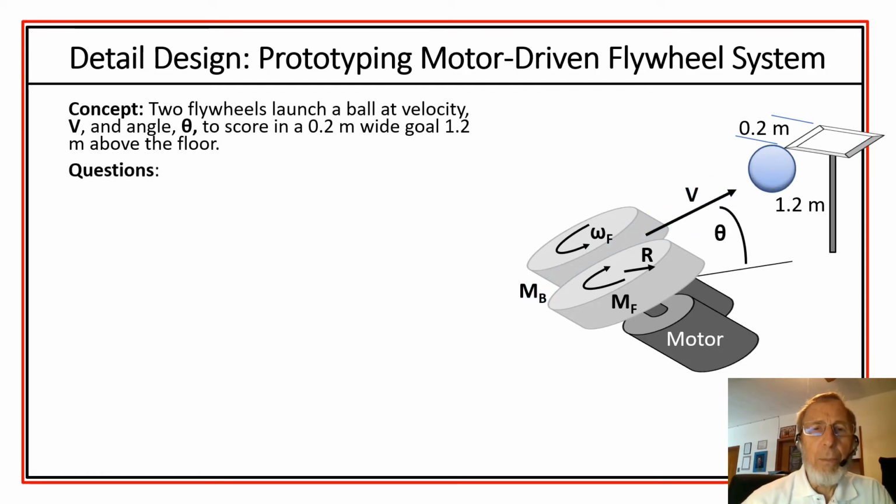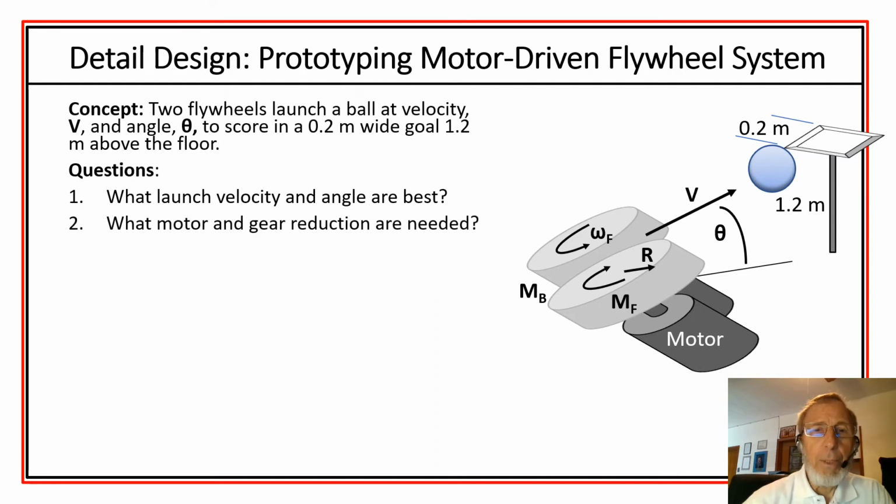So as we begin analyzing, we always need to stop and think about what are the questions we're trying to answer. One of them is what launch velocity and angle are best to achieve the scoring that we're trying to do. Secondly, what motor and gear reduction are needed in order to get this launch velocity.